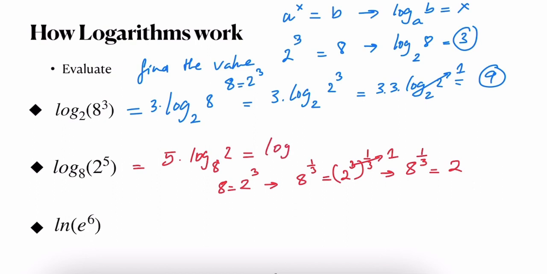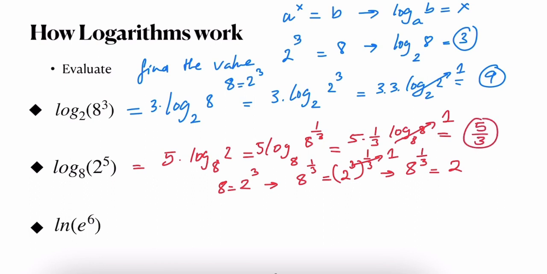And then you can rewrite 2 as 8 raised to 1/3. And then using the power rule again, you can move 1/3 down to the front, multiply by 5, multiplied by log base 8 of 8. And log base 8 of 8 is 1. So then the value of this log term is 5/3.